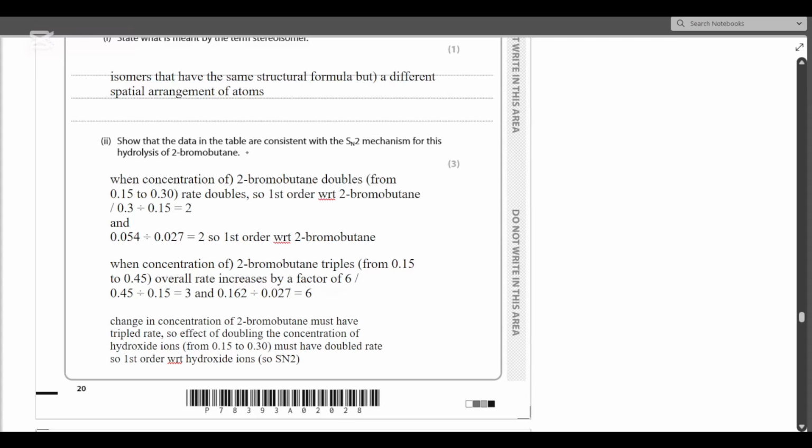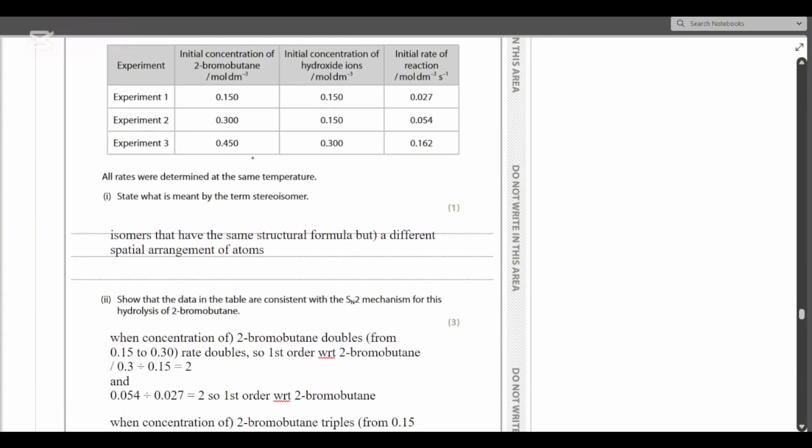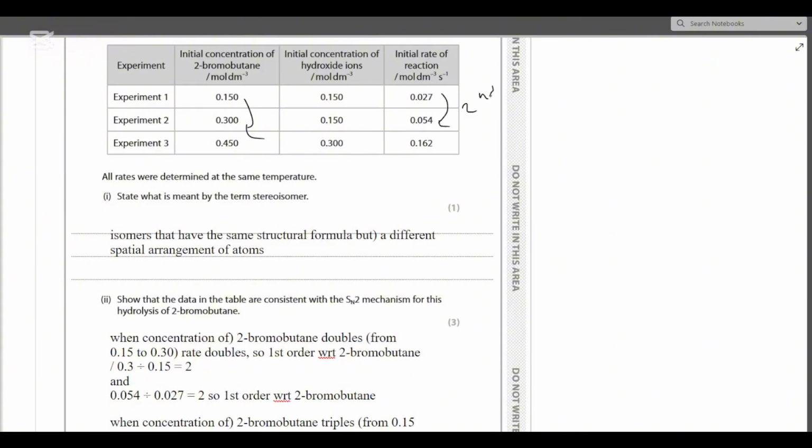They ask to show that the data in the table are consistent with the SN2 mechanism for the hydrolysis of 2-bromobutane. Now, when the concentration of 2-bromobutane doubles from 0.15 to 0.30, the rate doubles. So it is first order, and we can very clearly see what is happening here. When the concentration is doubled, the rate is also becoming double. You can see that very clearly.